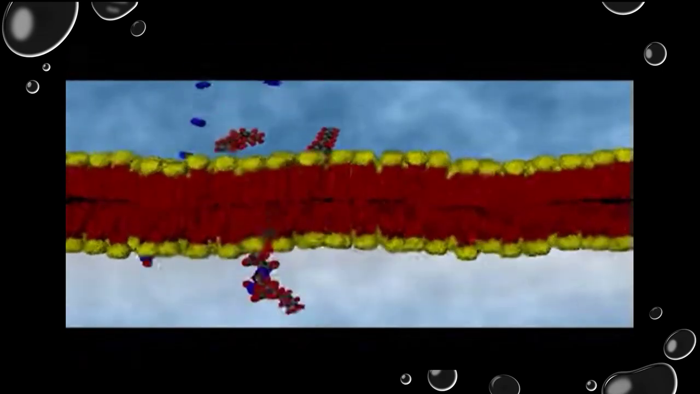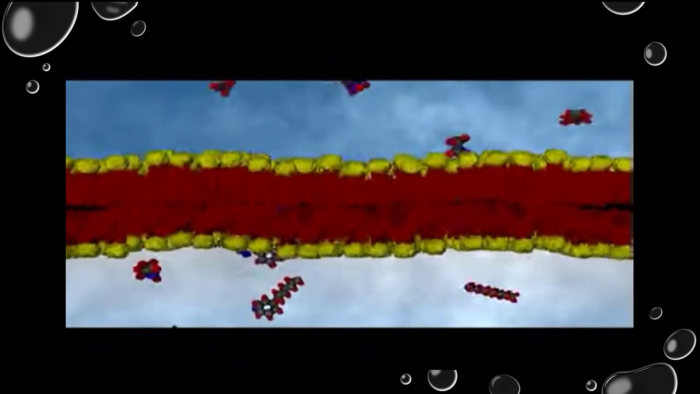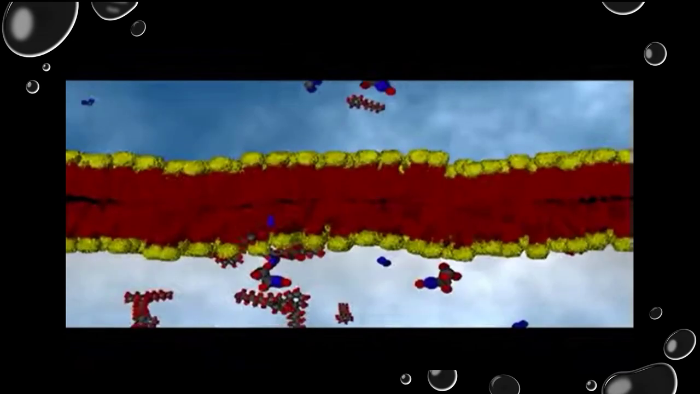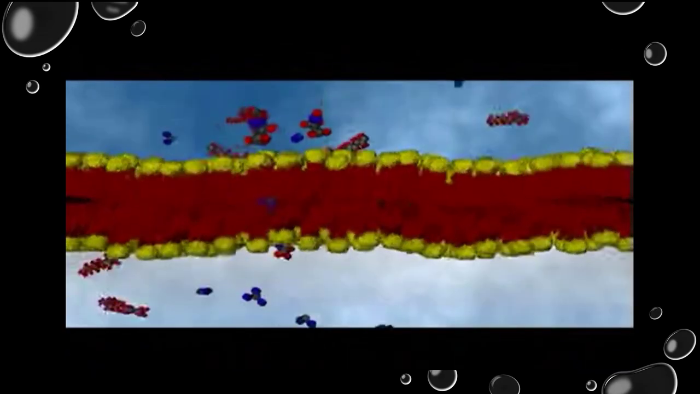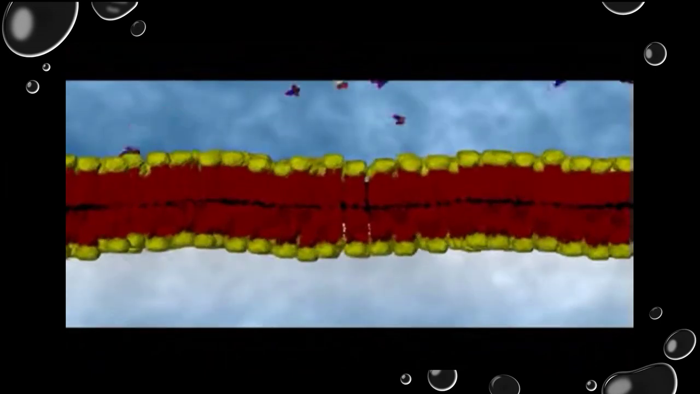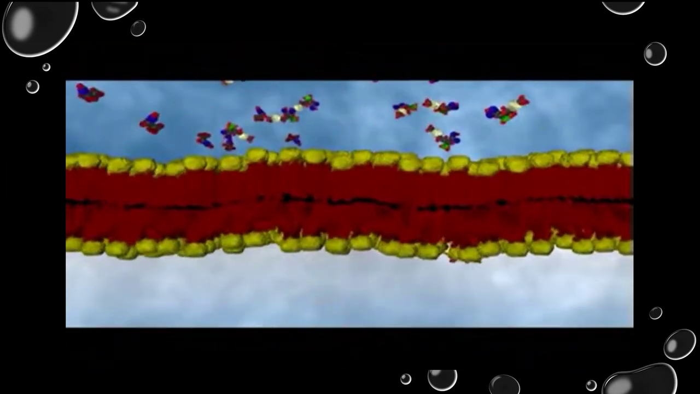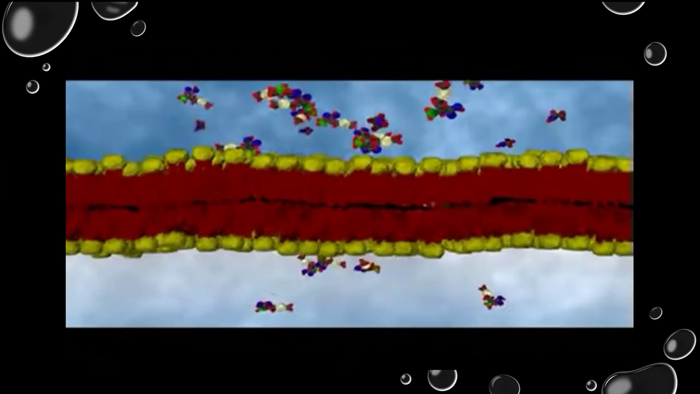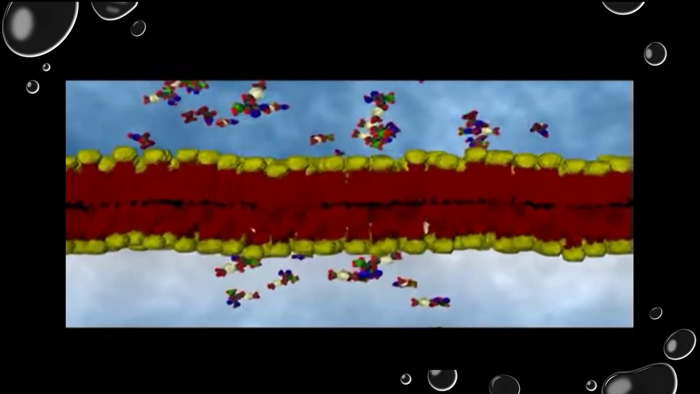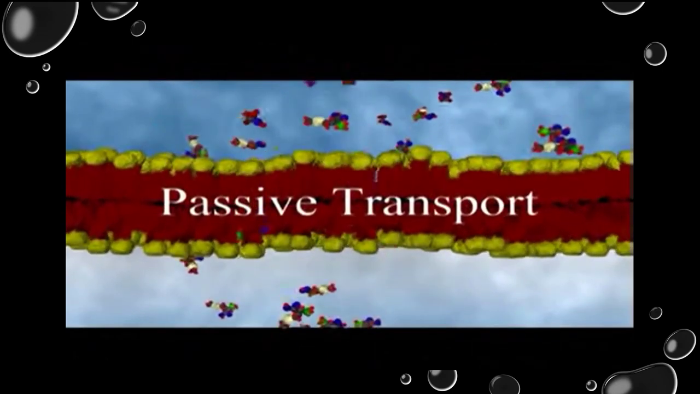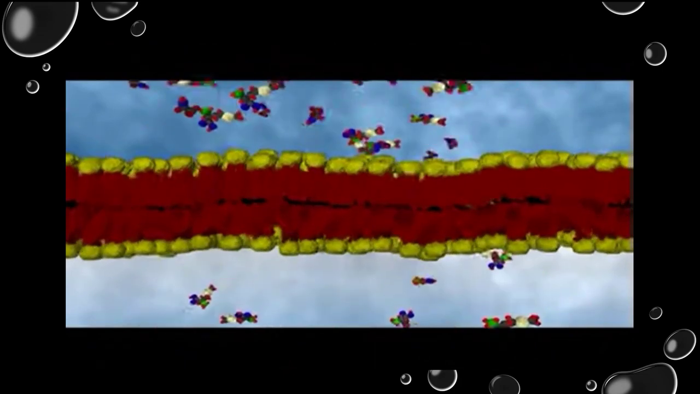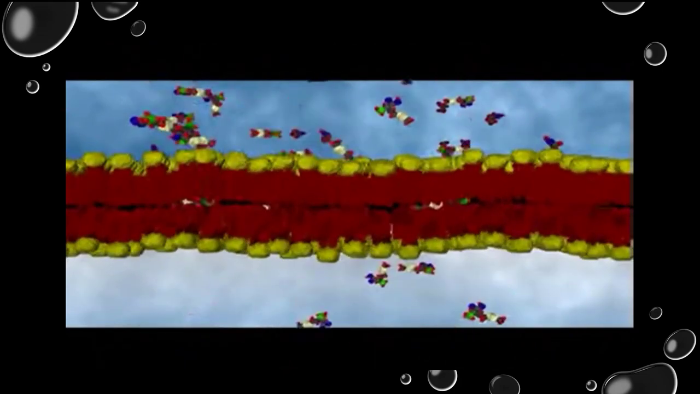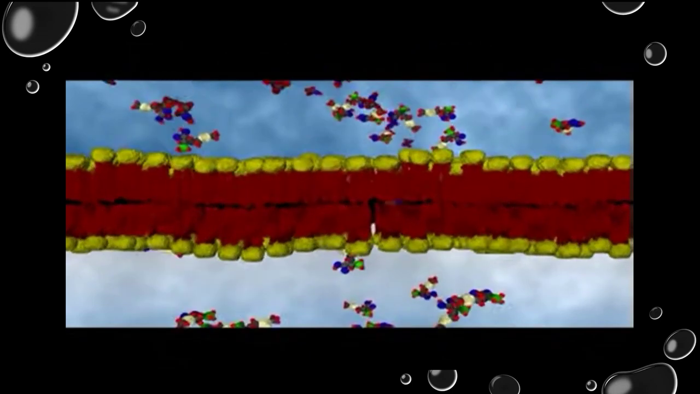Diffusion can also occur through cell membranes. However, cell membranes are selectively permeable. This means that some substances can diffuse across the cell membrane while others cannot. The flow of ions or molecules through a cell membrane as a result of diffusion is referred to as passive transport. It is referred to as passive transport as it requires no energy from the cell in order to carry a substance across the membrane.